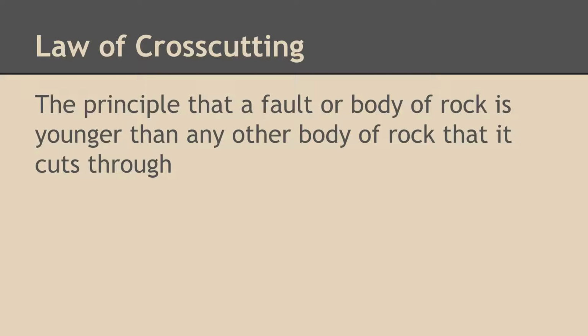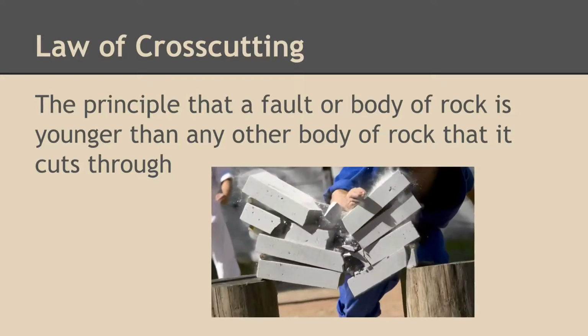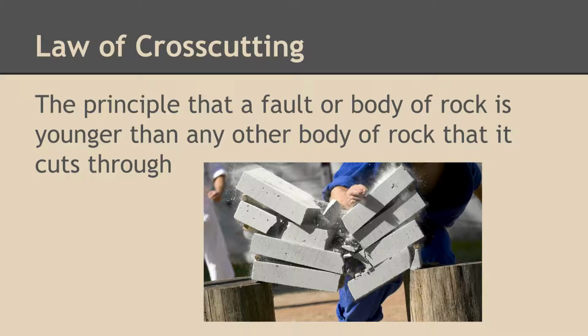Okay, the second law we're going to go over, actually third law, is known as the law of cross-cutting. Basically, this looks at when a fault or another body of rock is forced to cut through an already existing rock. All this law states is you can't cut through a rock if it doesn't already exist. So that fault or new body of rock that's cutting through has to be younger, because that older rock had to already have existed in order to cut through it.